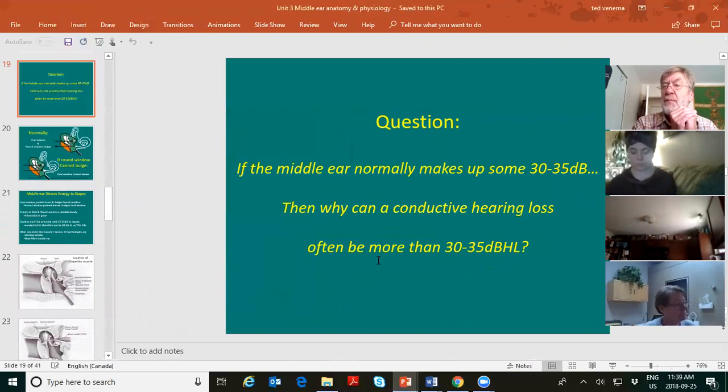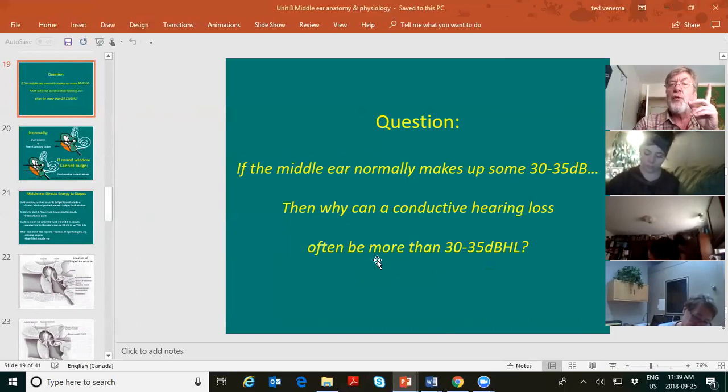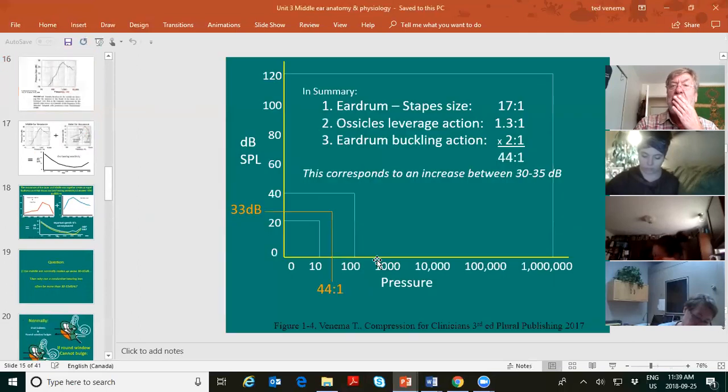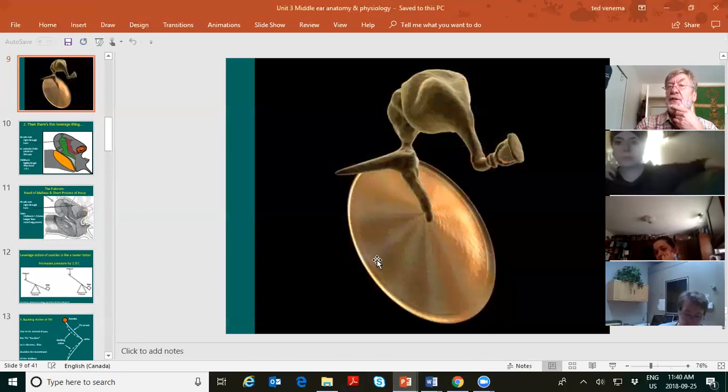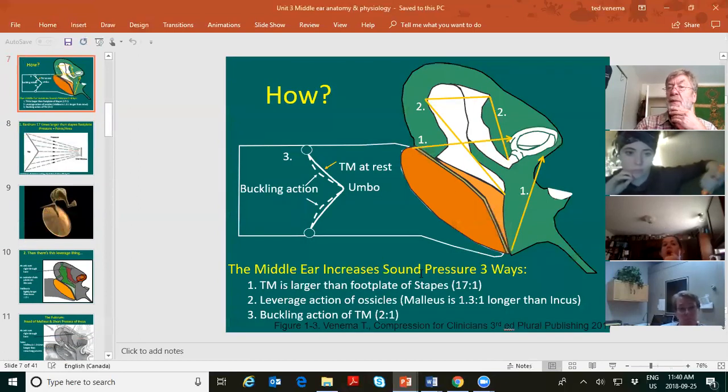If the middle ear normally makes up some 30 to 35 decibels, then why can a conductive hearing loss be more than this? First of all, circle the word conductive. Conductive just means a blockage of the passage of sound to the inner ear. Like electrical wires conduct electricity, conductive means a mechanical blockage in the pathway. Make sure we know, and I'm reviewing here, okay? Make sure that we know the three contributions adding to what the middle ear does. The three contributions right here. 1, 2, and 3. Okay?